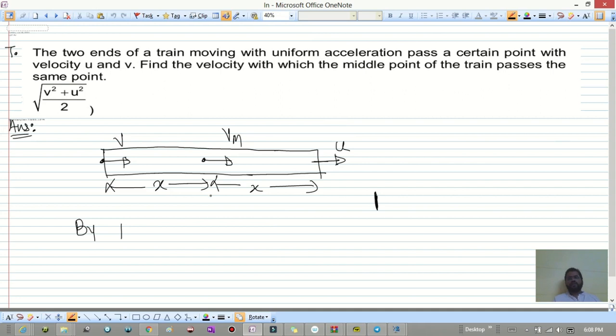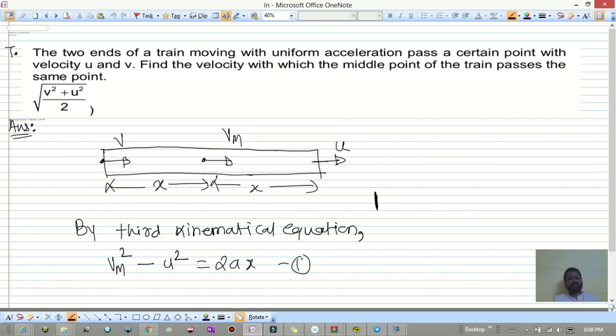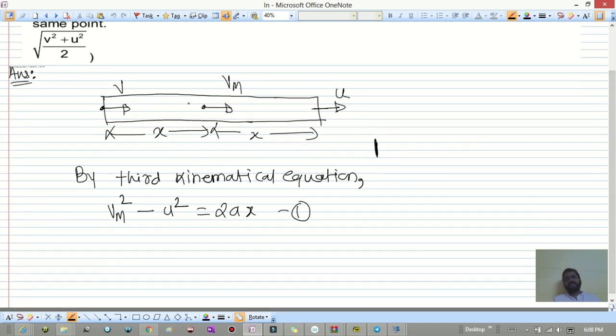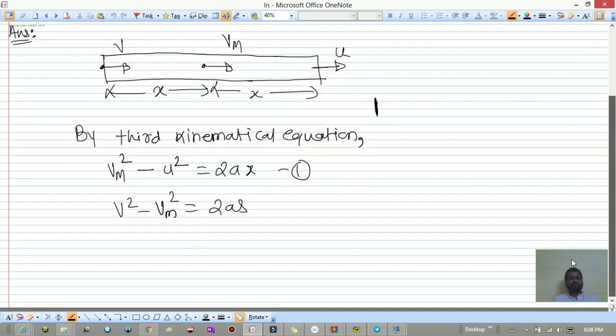So by the third kinematic equation, for the front end and the middle part, it will be Vm squared minus u squared, final velocity squared minus initial velocity squared, is equal to 2ax, equation number 1. Likewise for the back end, initial velocity is Vm and final velocity is v. So it will be v squared minus Vm squared is equal to 2ax, equation number 2.